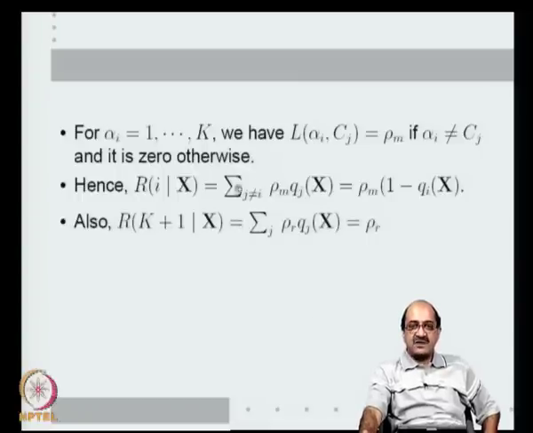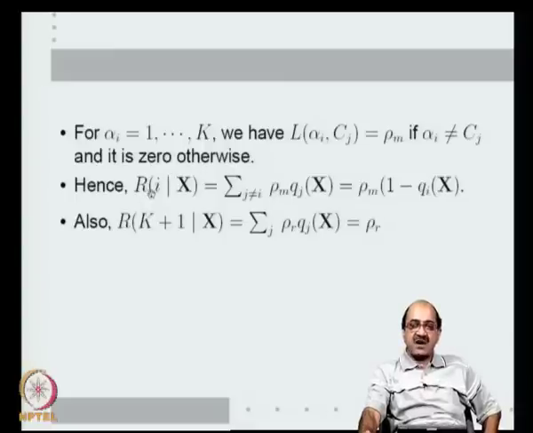On the other hand, if the classifier takes the action k plus 1, then for all class labels j, the loss is rho r. So, the risk will be the summation over j of rho r q j, where rho r comes out of the summation, and the sum over j of q j is equal to 1. So, this becomes rho r. So, what does it mean?